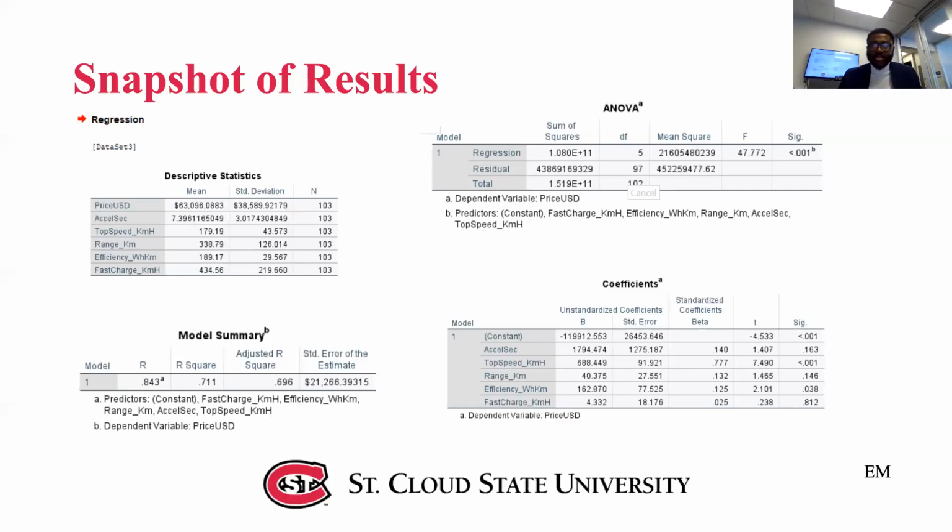So these are snapshots of the results that were generated in SPSS from running the regression analysis. On the top left, we have descriptive statistics that show the mean and standard deviation of all the variables that were used. Then we have a model summary that will allow us to describe what the adjusted R-square means. Then we have the ANOVA table, which shows us the significance of the overall model. And then we have the coefficients that we'll use to make some predictions, and also to assess the significance of the independent variables in the study.